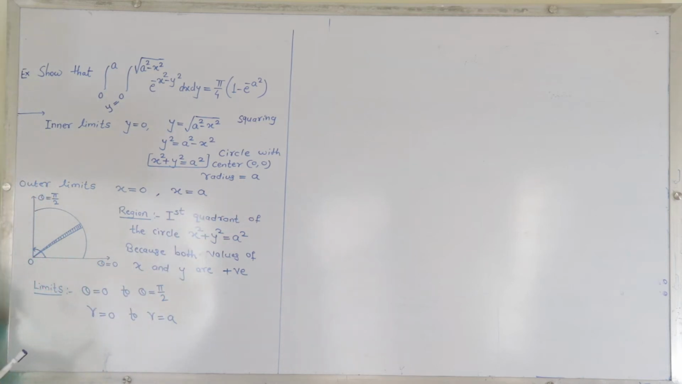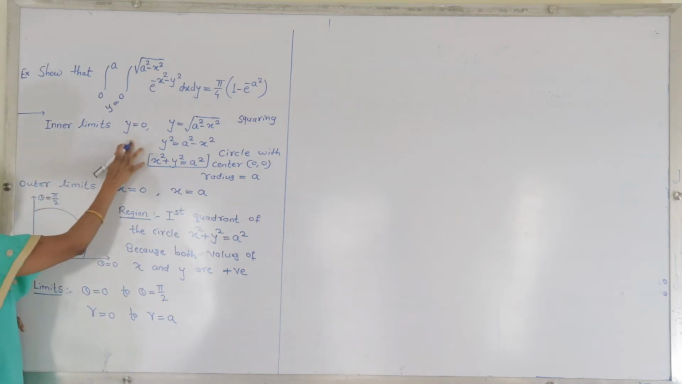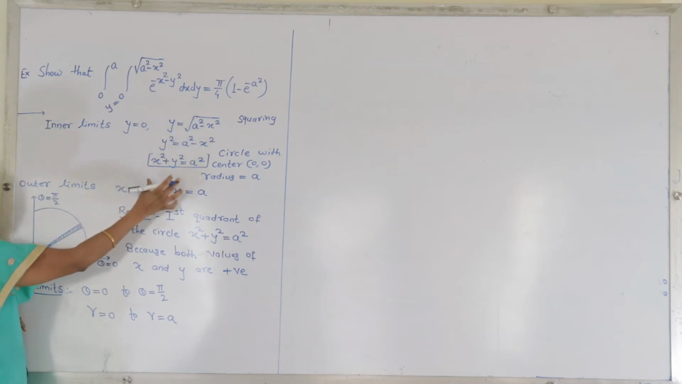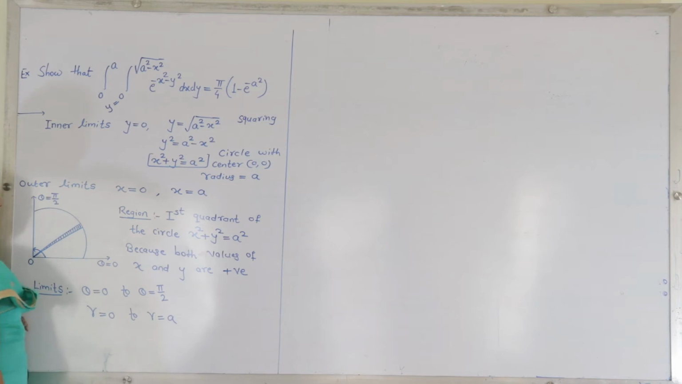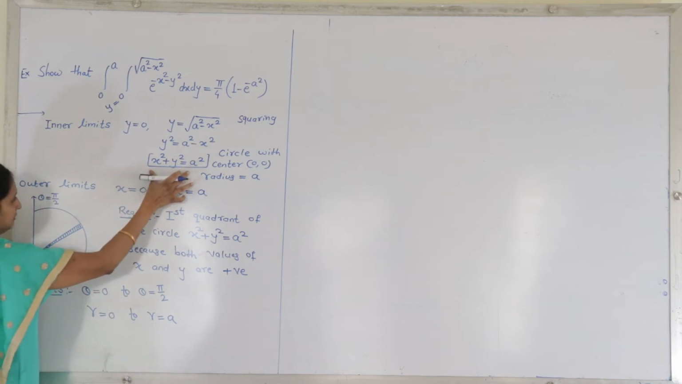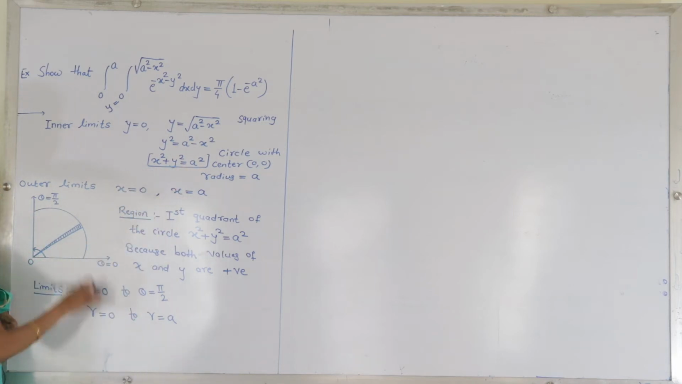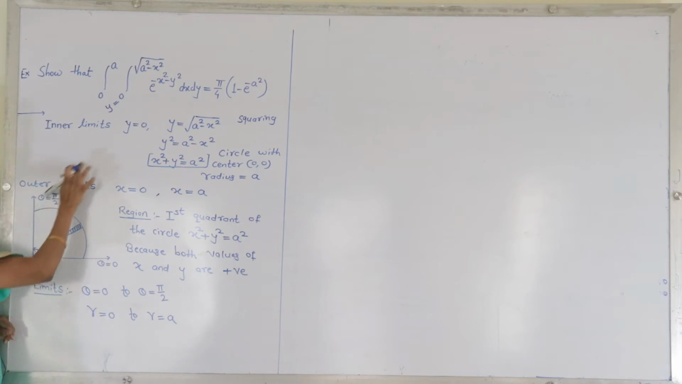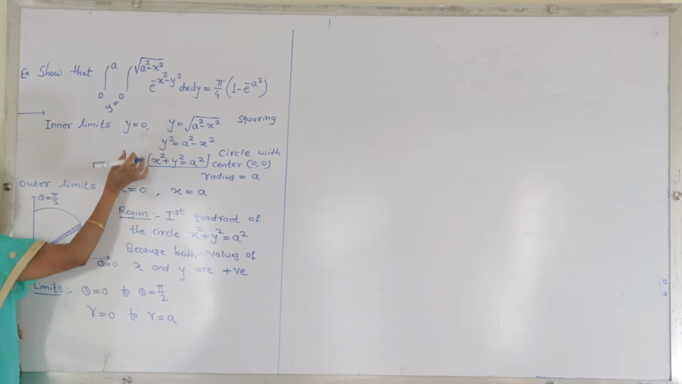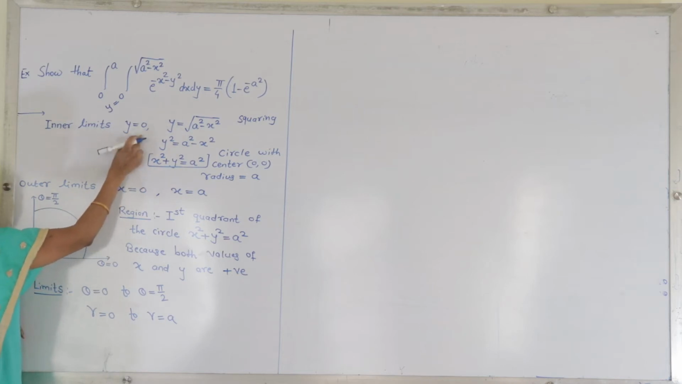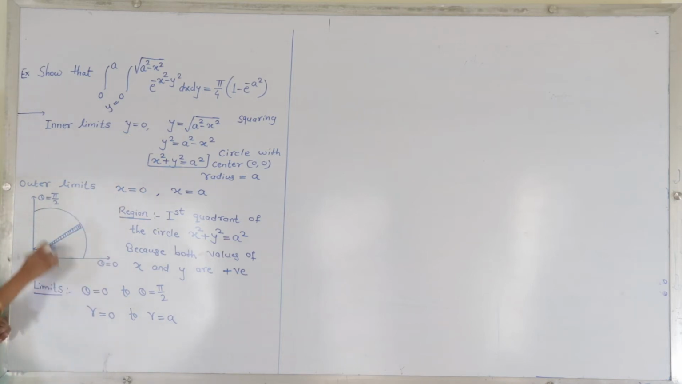Now from inner limits we just get here that the region is some part of a circle. We get the equation of a circle, that means there is a circle, and y is equal to 0 means which axis? This is the equation of x-axis, positive side of x-axis.